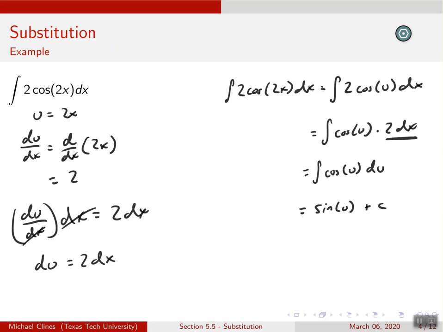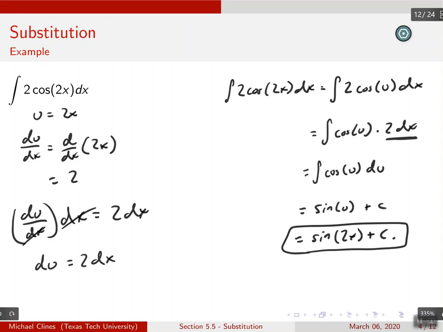But now our answer is in terms of u. We want our answer to be in terms of x. We're working with functions of x. We want to end up with a function of x. So by subbing back in, we get sine of, what did we call u? Well, we called u 2x. So this becomes sine of 2x plus c.